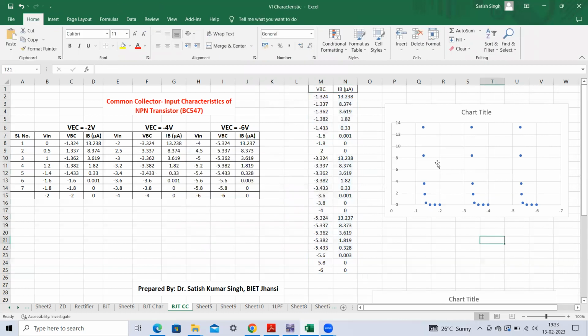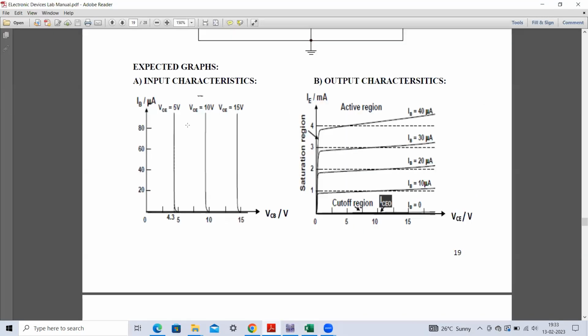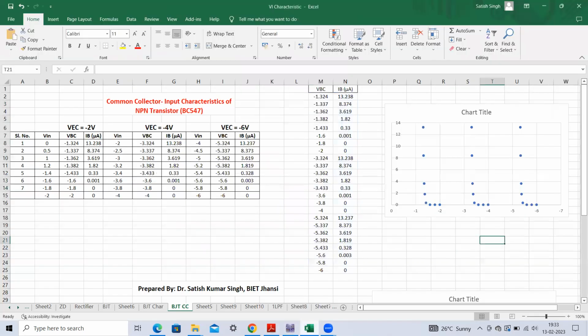So here you can see this is the curve which corresponds to this input characteristics. You can just join them. I have just taken the scatter plot; you can take the solid plot, so you will be able to join this curve. A beautiful curve like this you will be able to get. These values you can note down. This curve corresponds to V equals -2 volt, this is V equals -4 volt, and this is V equals -6 volt. This way you will be able to get the input characteristics.